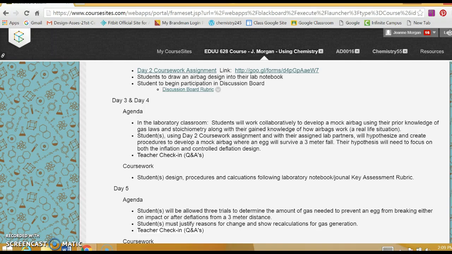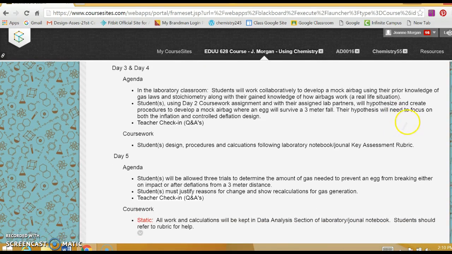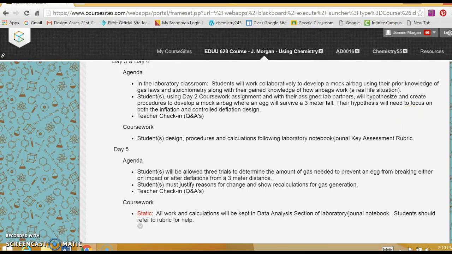Come up with your airbag design. Work together. Theorize. Hypothesize. All this stuff. Use all those critical thinking skills to come up with a design. All right, so this is what's going to be happening over the next few days. This is where it's key, where as a teacher, a strategy for you is the teacher check-in.